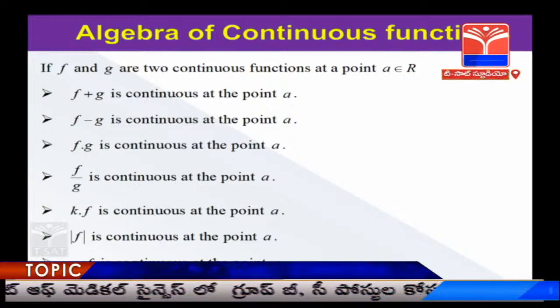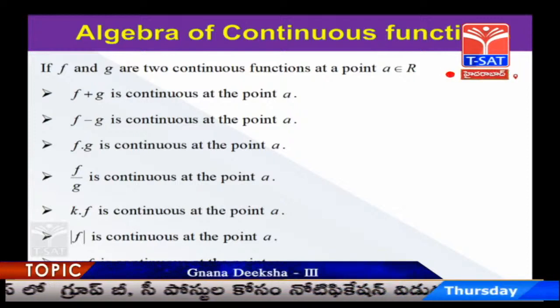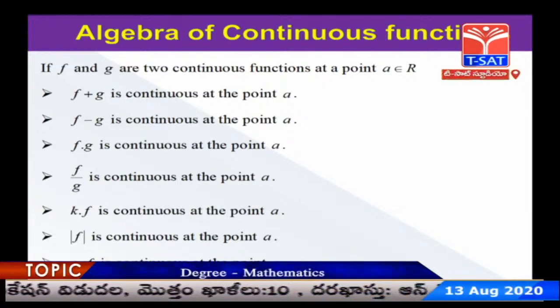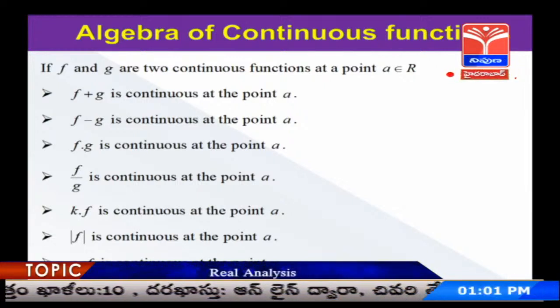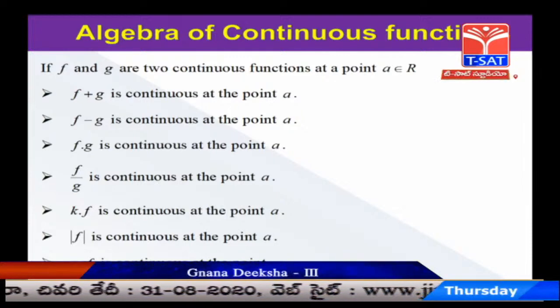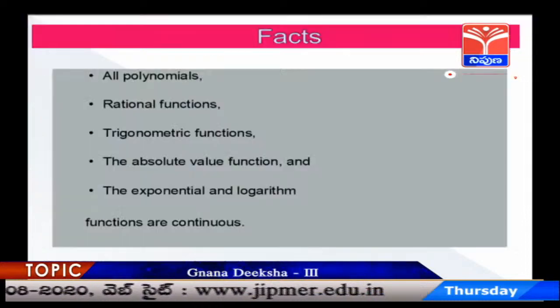And the next property is that the modulus of the function is also continuous. And at the last, we can observe the composition of two functions, g circle f: whenever f and g are continuous functions, the following properties are satisfied.